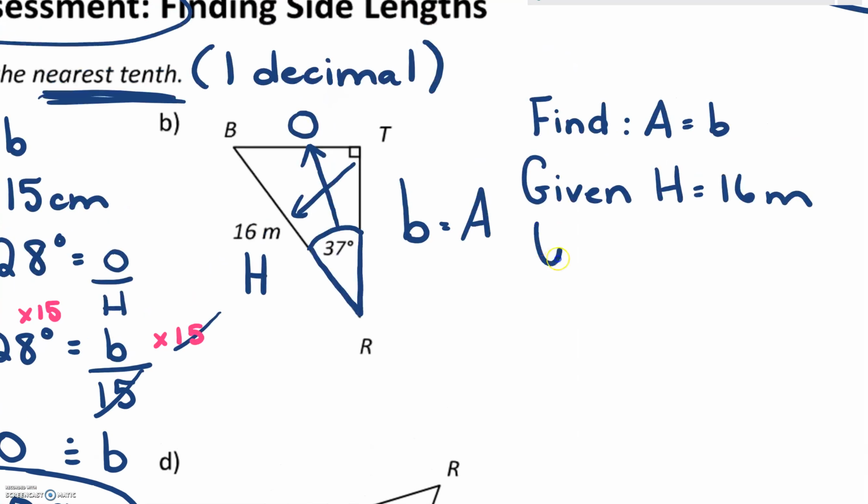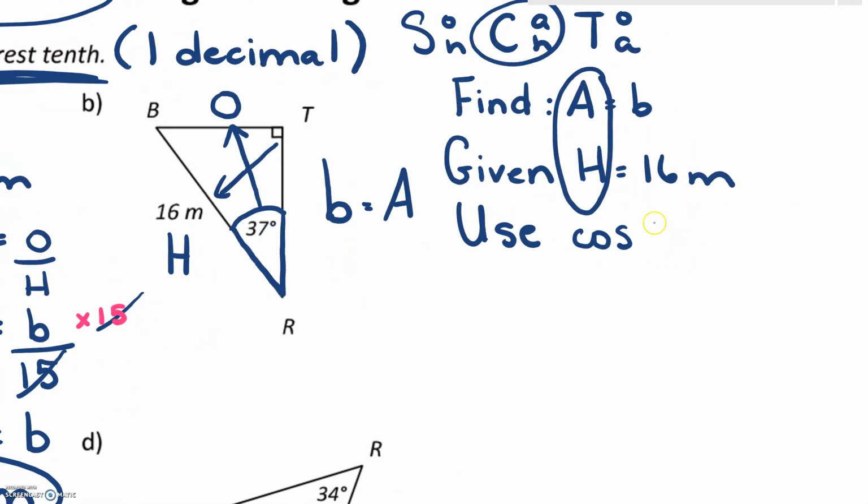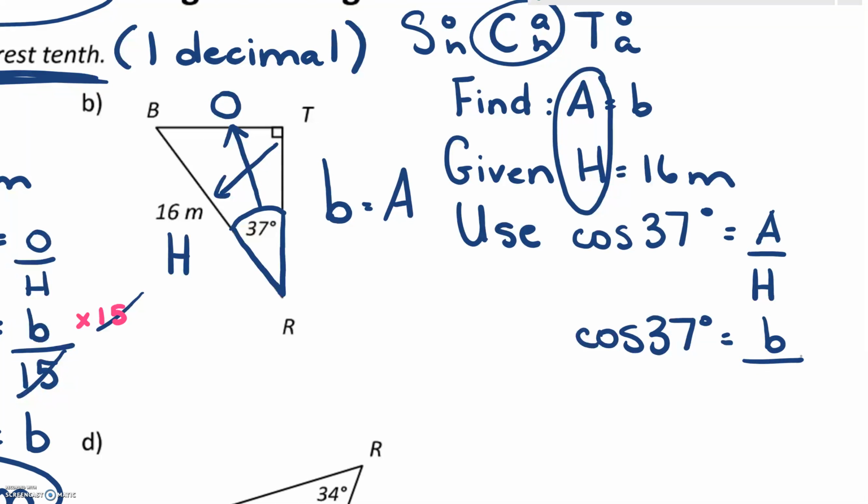So now we have to decide what we're going to use. This is kind of a hard part. So here's SOHCAHTOA. You take a look at the letters that you have in your little chart here. A and H means I'm going to use cos. So cosine of the angle that's given, which is 37 degrees. Now the cosine ratio states A over H, which means the adjacent over the hypotenuse. Okay. We have some of these values. The adjacent is not given, so it's lowercase b, and the hypotenuse is 16.